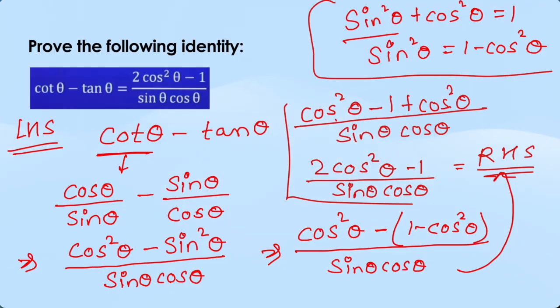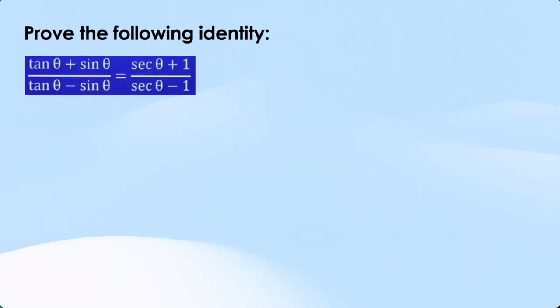Remember, this is very, very important. Sine square theta plus cos square theta equals to 1.